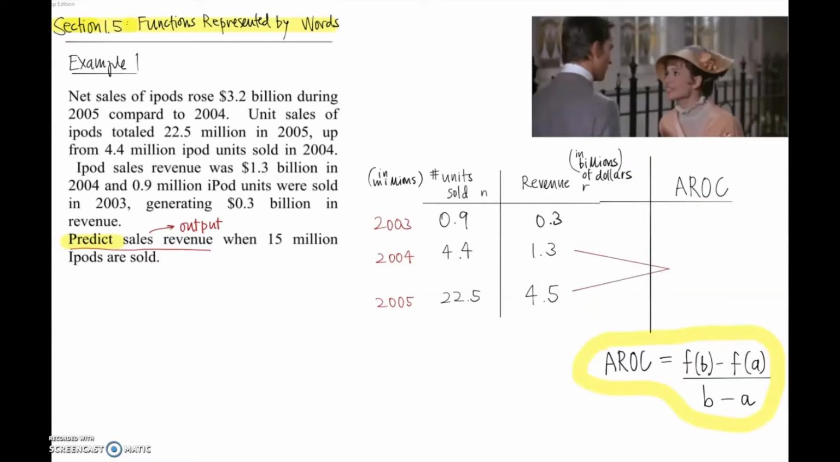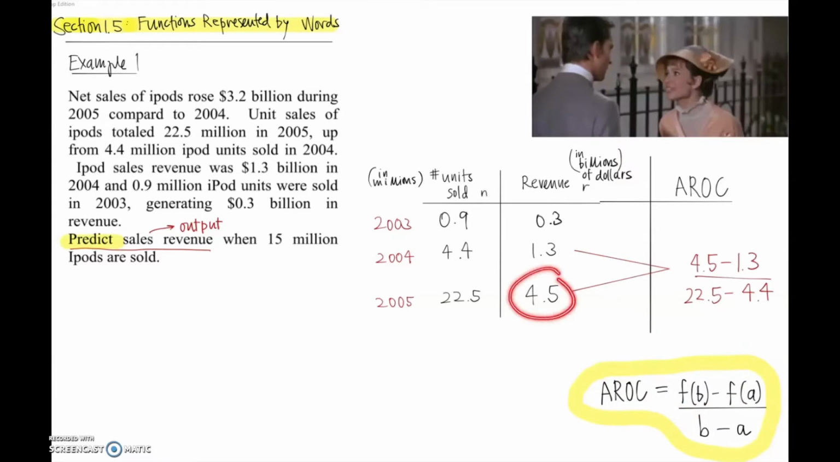And so I'm remembering this is the formula for average rate of change from a couple sections back. The difference of the outputs over the difference of the inputs. So I have 4.5 minus 1.3 for my numerator, and then I have 22.5 minus 4.4 for my denominator of my average rate of change. So the number I get is 0.178. And just as importantly, we want to figure out what the units are. It'll be billions of dollars per million units sold.